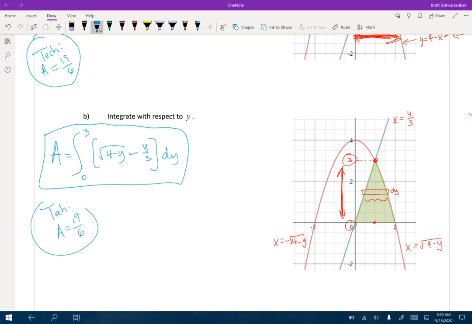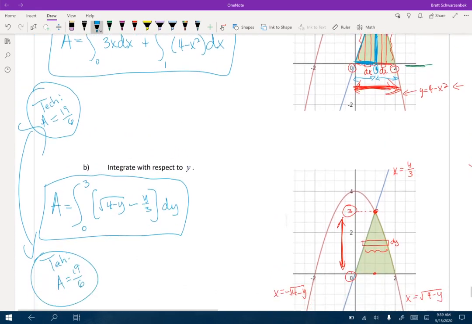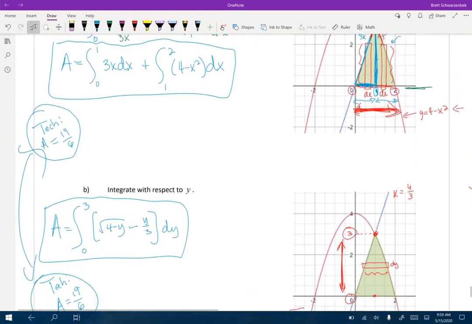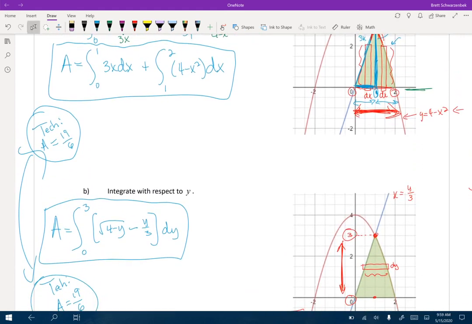Look. If you're integrating with respect to x and y and you get a different answer, there's a big problem. Because either way you do it, it's still the same area, so you should get the same answer. So by doing each of these, that's exactly what would happen.